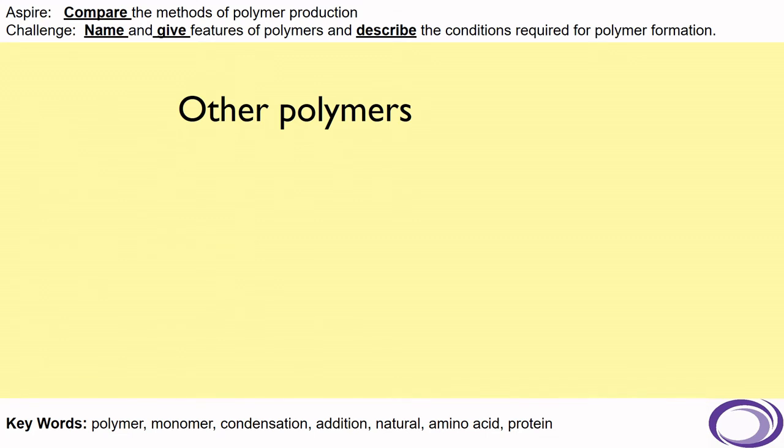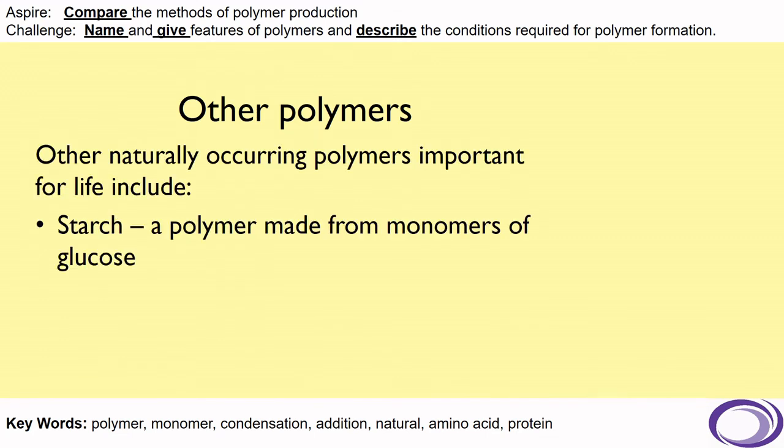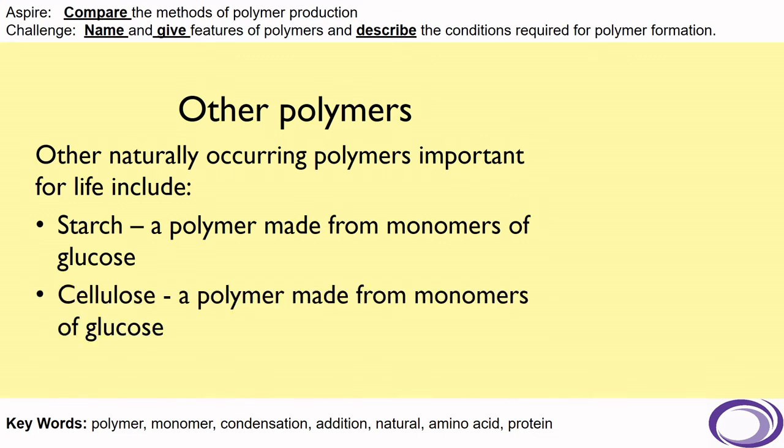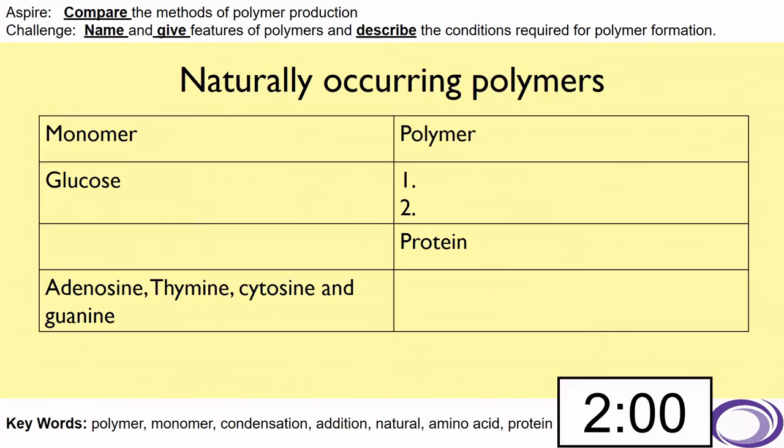Other polymers that you may have heard of are starch, which is a polymer made from monomers of glucose, and cellulose, which is also a polymer made of monomers of glucose. And it's a slight difference in the way in which they join that causes starch and cellulose to have different properties. Now that we've gone through those, I've put a table on the screen that I'd like you to have a go at completing. I've either given you the monomer or the polymer.